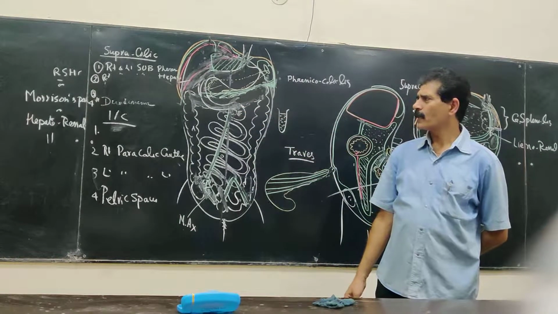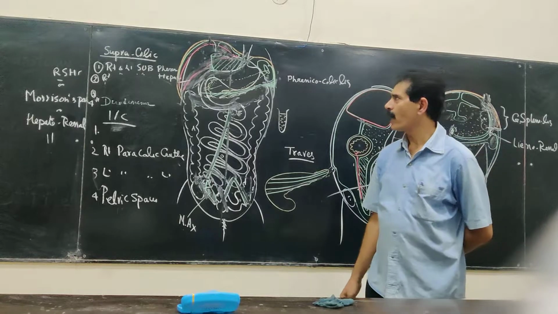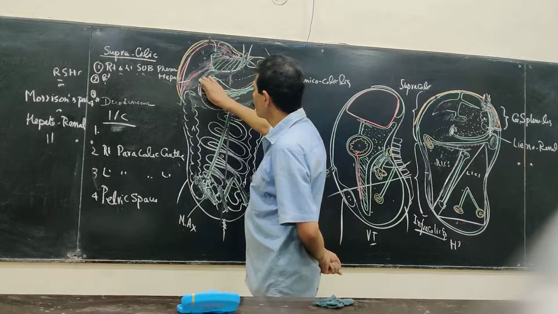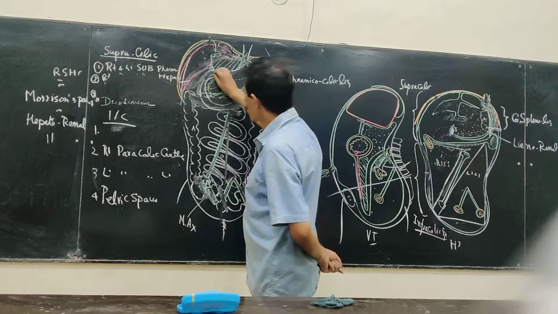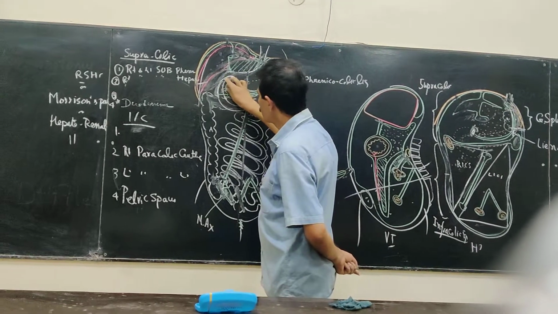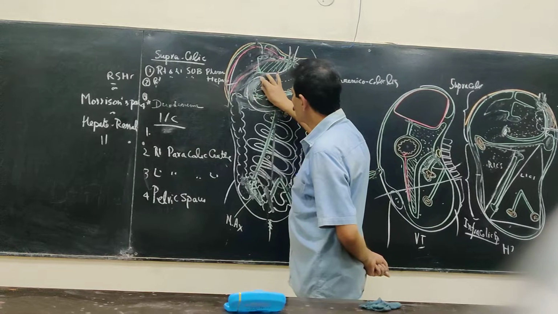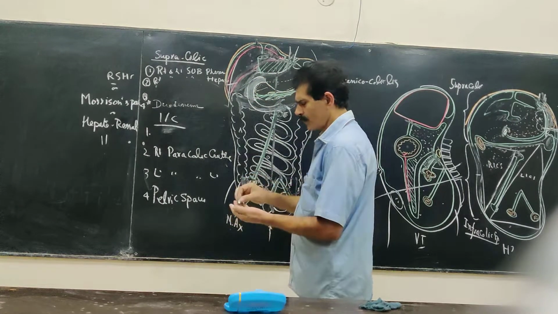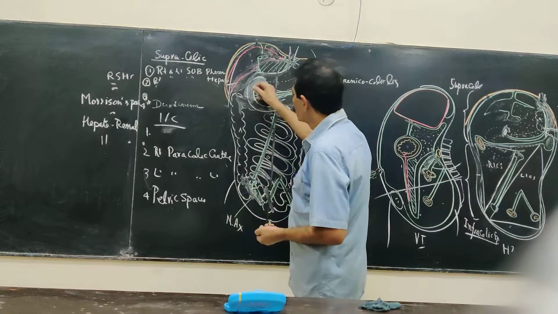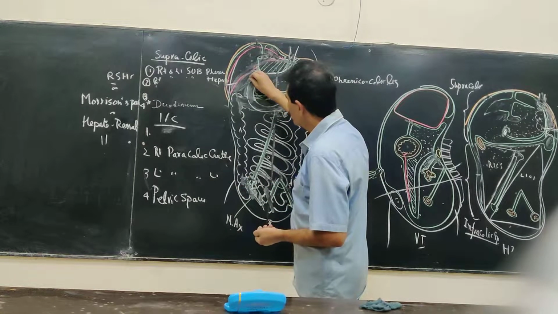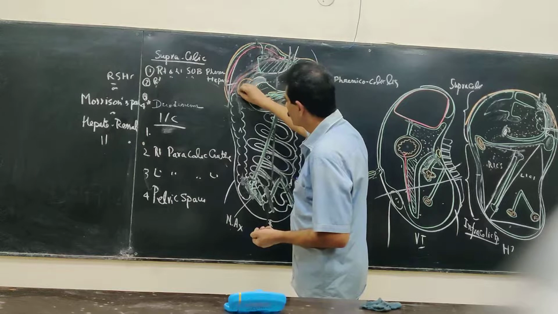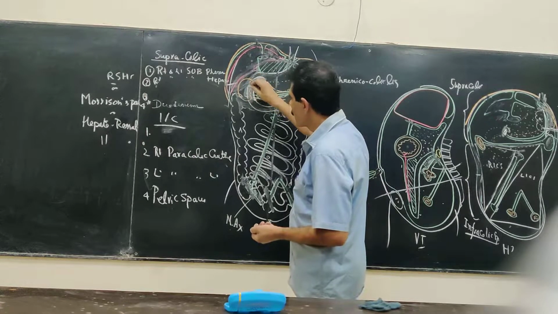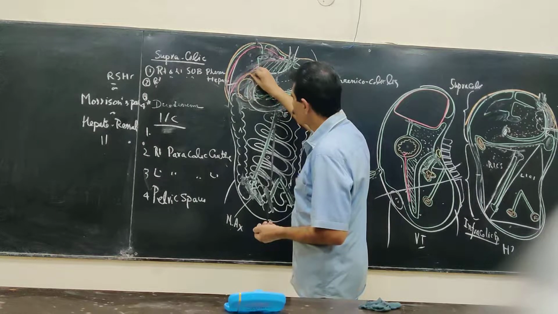Now Morison's pouch is also called the hepatorenal pouch. Why? Because it lies below the inferior surface of the liver and the right kidney. As you know, this is the duodenum. The lateral border of the duodenum is related to the right kidney here. So the right kidney lies retroperitoneally here. The hilum of the kidney is overlapped by the duodenum, and above this lies the suprarenal gland also.